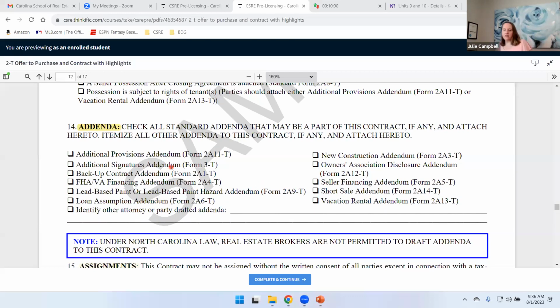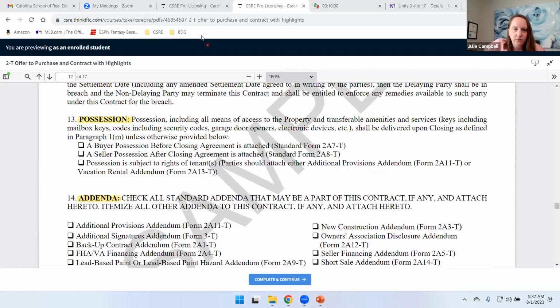Then we have a little provision here for our addenda. So check all that may be a part of this contract and attach them. Then they give us a nice little handy dandy checklist. You may remember, for example, up here, whenever there's a need to use a form addenda, our contract is very helpful. And it tells us, hey, if this applies, you need to use this form.